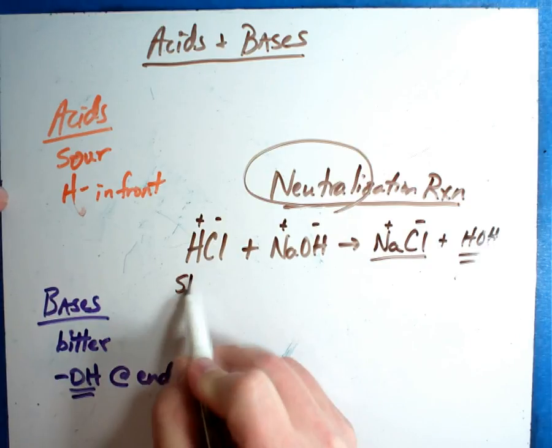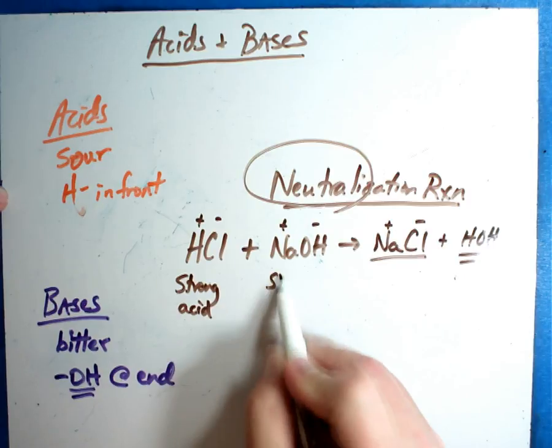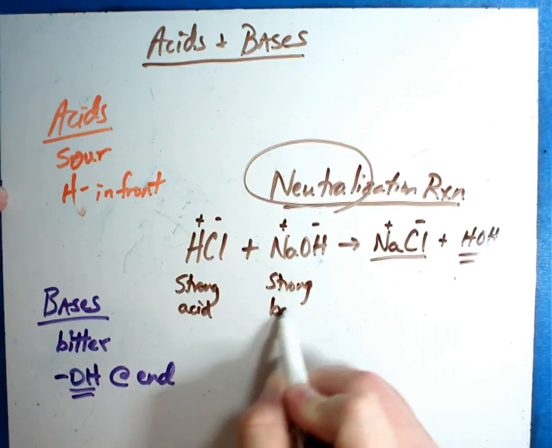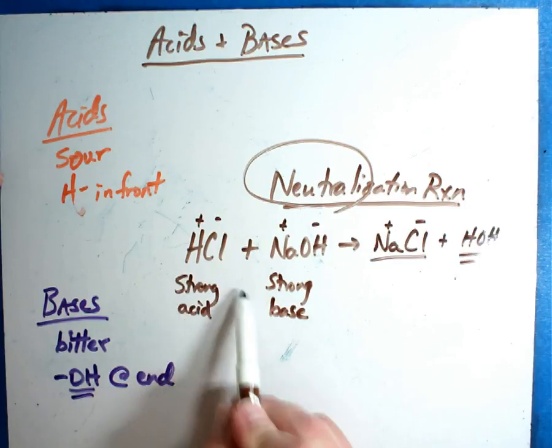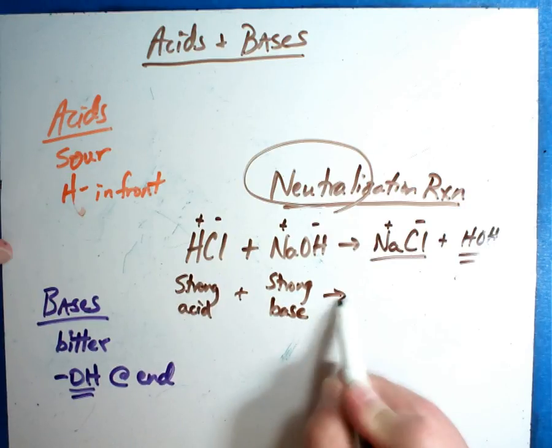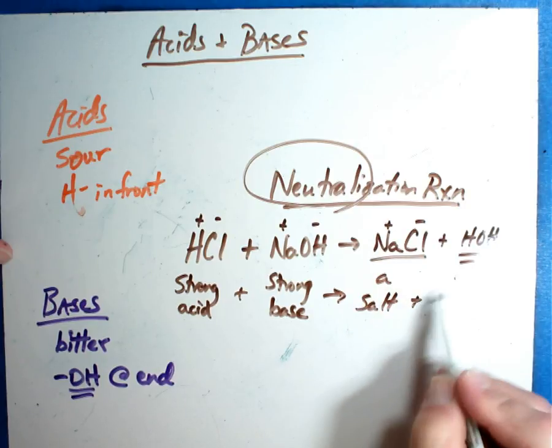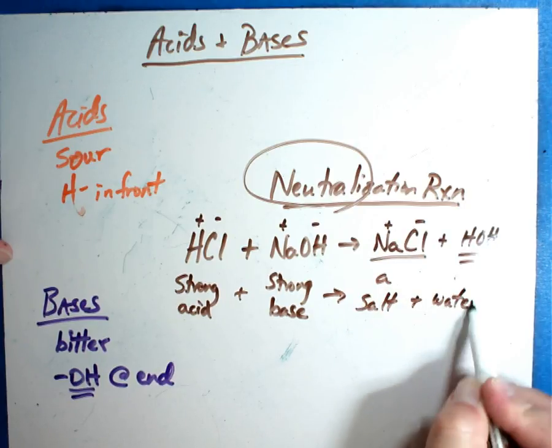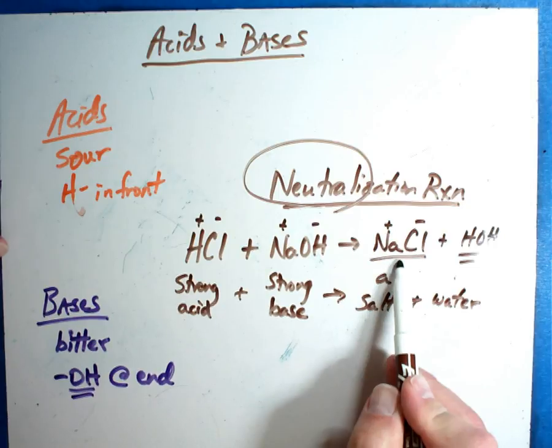Whenever you have a strong acid, make sure you write this down, with a strong base, and you may be thinking, I don't know which is which. Don't worry, I'll teach you in a second. Strong acid plus a strong base always makes something called a salt plus water every time. A salt plus water. Now, there are lots of kinds of salts in the world. This one happens to be the salt that you and I eat when we salt our foods.